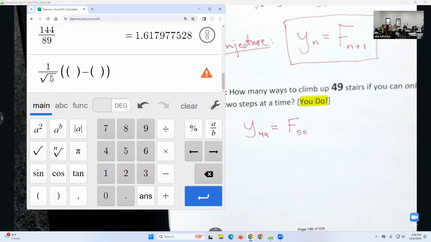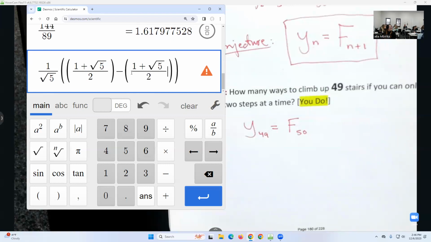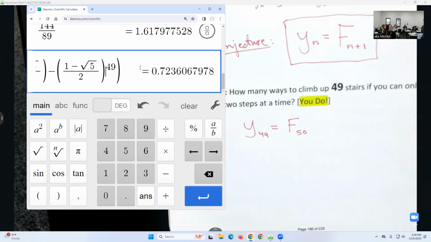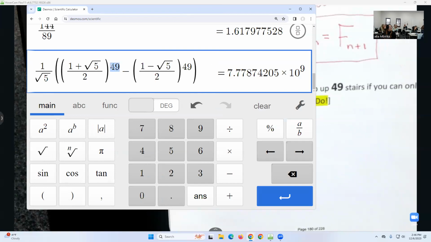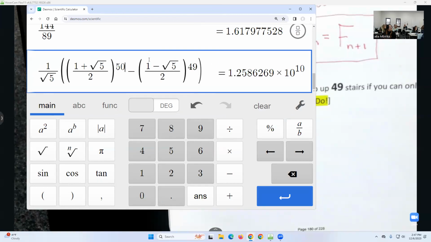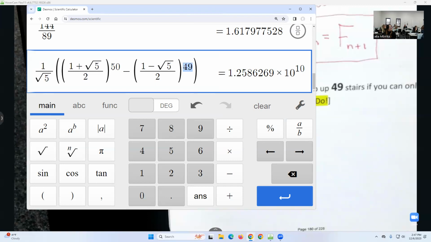We have the golden ratio, and we had the golden ratio's buddy with the negative here. And then we need exponents. We'll put 49 here, and then we'll put 49 in this exponent over here. Oh, my bad. I was caught with the subscript of y. Thank you, Lyric. You are a savior.